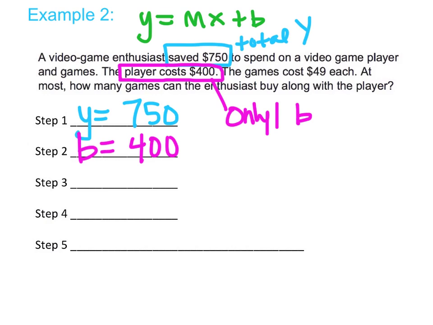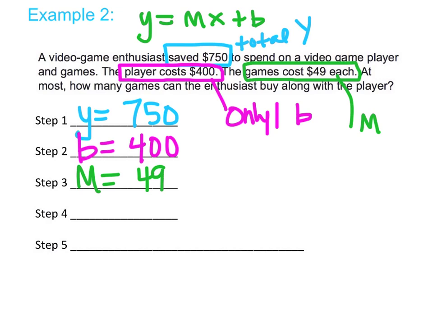The last number I see is 49. It says the games cost $49 each. We've used this method several times. If you see this clue word each, that means you're going to multiply with it because you're getting a lot of it. So I'm going to label that as m because the number that I'm multiplying with is going to be by the x. I'm going to go ahead and put this as step 3. That letter M represents $49, the games.